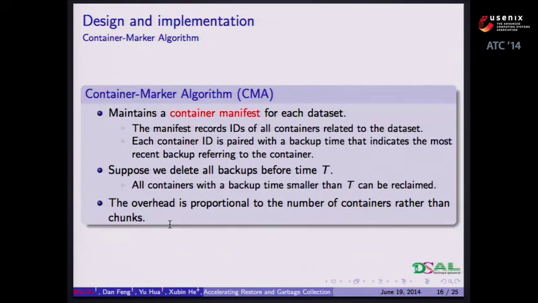We develop a container marker algorithm. The algorithm maintains a container manifest for each dataset. The manifest records IDs of all containers related to the dataset, and each container ID is paired with a backup time that indicates the most recent backup referring to the container. Suppose we delete all backups before time t. All containers recorded in the manifest with a backup time smaller than t can be reclaimed directly. So the overhead of this reference management is proportional to the number of containers rather than chunks.